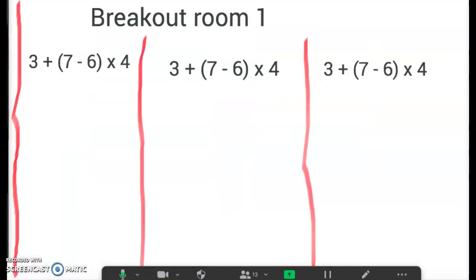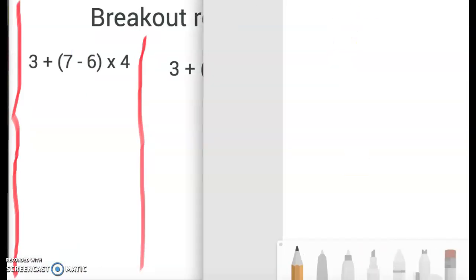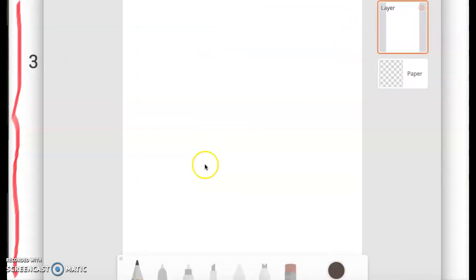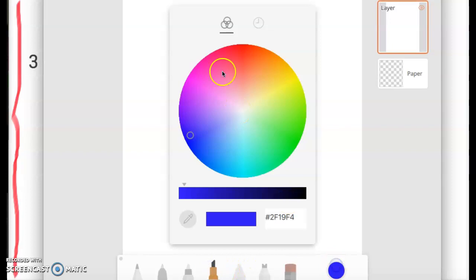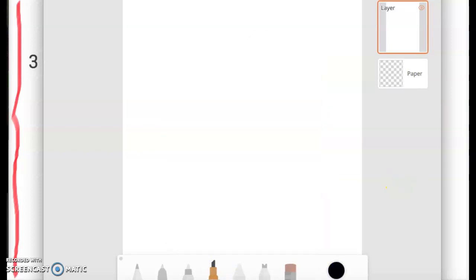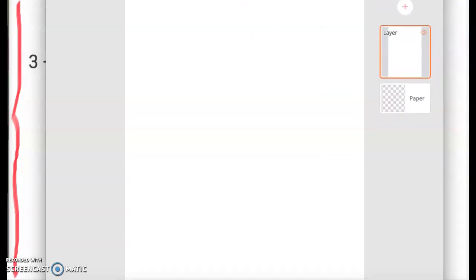All right, this will be our breakout room, but before we do that, I am going to show you, again, steps to solving or simplifying these expressions. So let me get my pen ready. All right, I've lost my pen. All right, here we go.